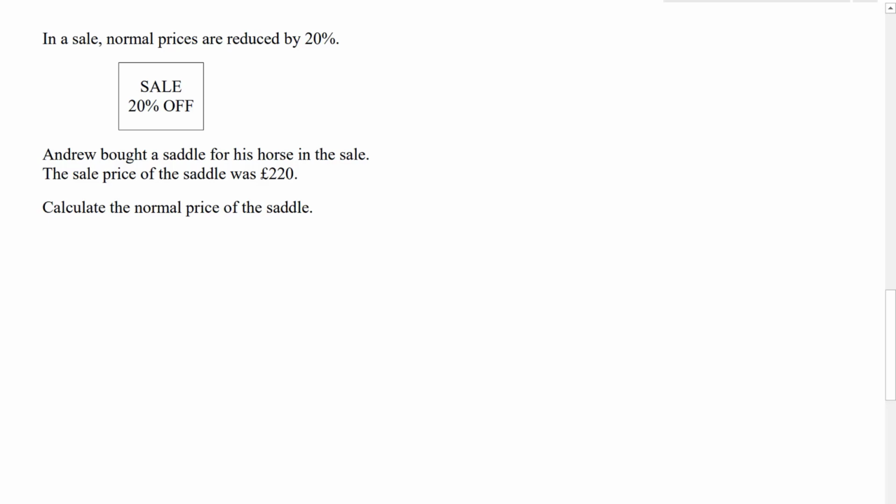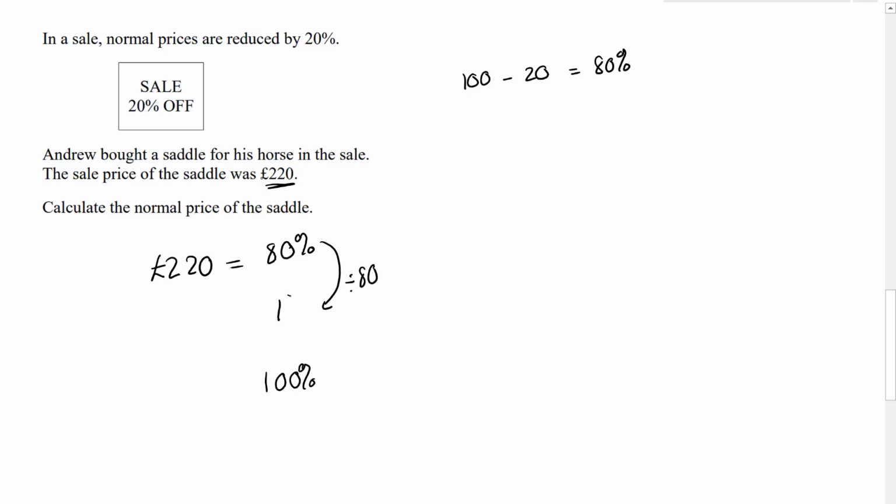So what we've said before is if our price was originally 100% and we're losing 20% of that, then the price that we're looking at here, this £220, is actually only 80% of the original price. And we want to know what is 100% of the original price. So what we're going to do is divide by 80 to find what 1% is, and then times that by 100 to find what 100% is.